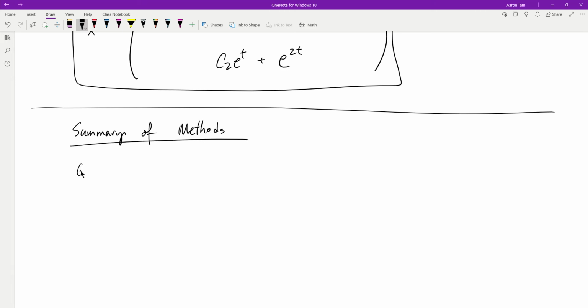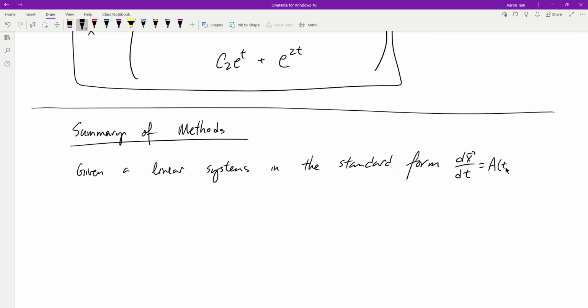So let's say we're given a linear system in what we call the standard form. So what do I mean by standard form? Meaning d vector x over dt equal to some matrix function A of t multiplied by vector x plus some vector b of t.